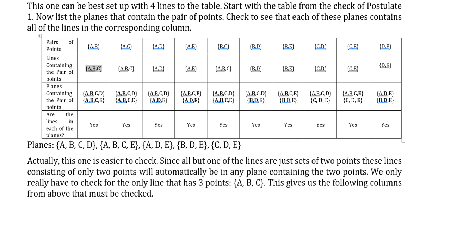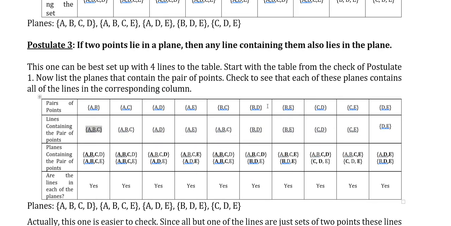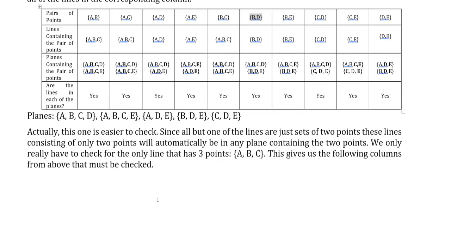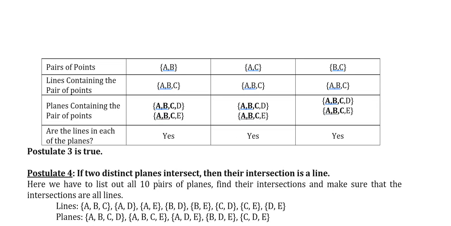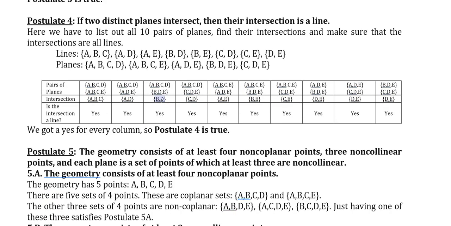It turns out that it was actually a little bit easier to check because since all the lines are actually just sets of 2 points, once the 2 points are in the plane, that whole line's in the plane. The only one we really needed to check was that one with 3 points in it. So here we just check the one with 3 points. We take any 2 points from A, B, and C and just check that. So really it's only those three columns of the table that we really need to check because those are pretty automatic. How about postulate 4?